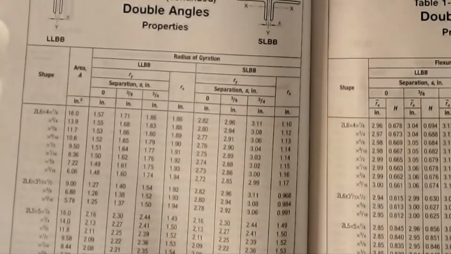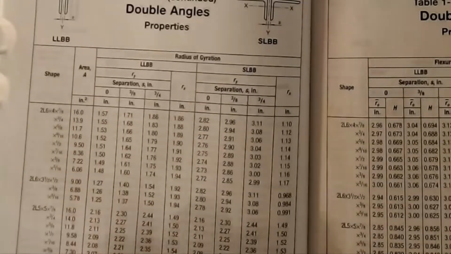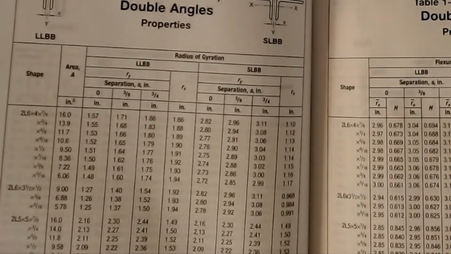And then there's some more information on the double angles on the other side, but for the basics, this is the nomenclature that we're looking at and what we're trying to work with. All right, so that's that shape.